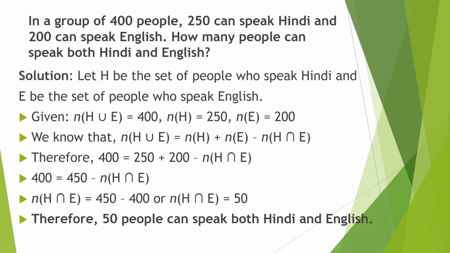Put the values, so we get the number of elements in H intersection E as 50. H intersection E means speaking both the languages. Once again, remember intersection means "and" and union means "or". So 50 people can speak both Hindi and English.